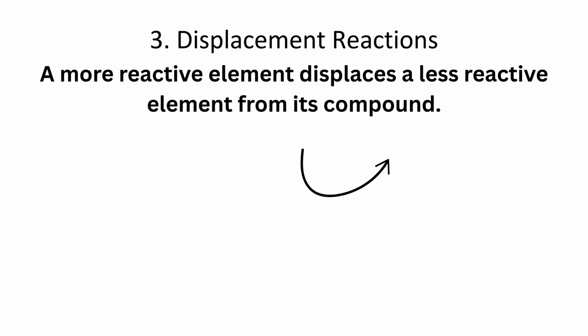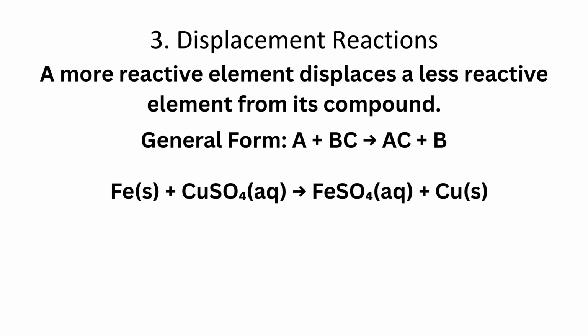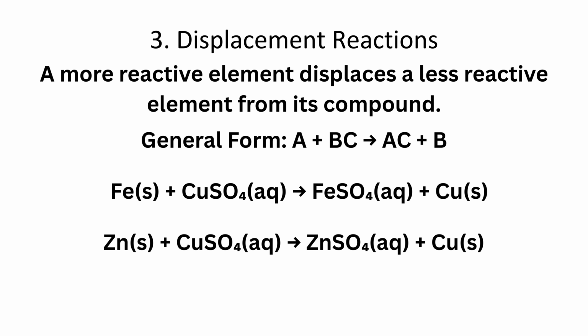In a displacement reaction, a more reactive element displaces a less reactive one from its compound. In a single displacement reaction, one element A replaces another element B within a compound BC to form a new compound AC and the displaced element B. Examples: iron, Fe, is more reactive than copper, Cu, and displaces it from its compound copper sulfate, CuSO4, to form iron sulfate, FeSO4, and elemental copper, Cu. Similarly, a more reactive metal, zinc, displaces a less reactive metal, copper, from copper sulfate to form zinc sulfate and elemental copper.